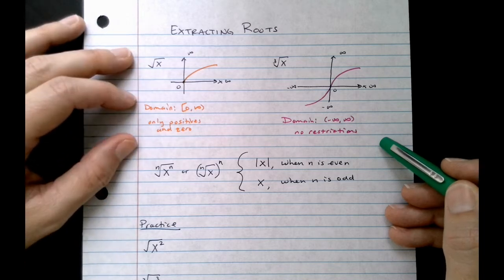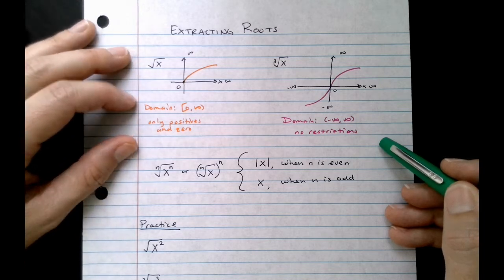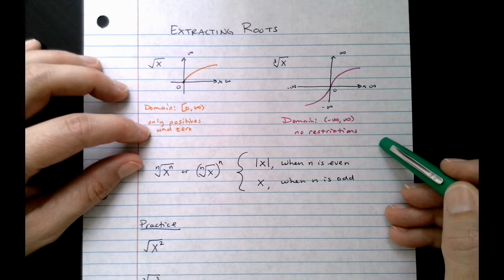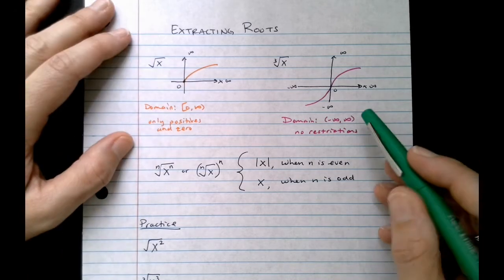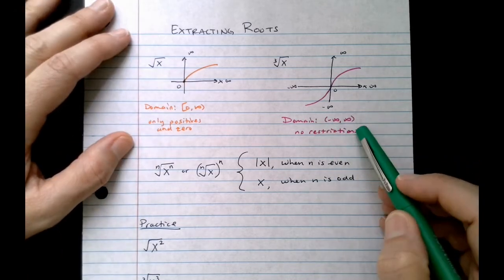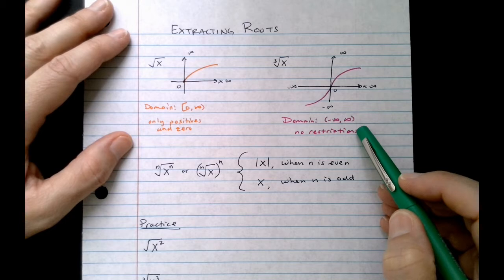This is our parent square root function. Remember, its domain is all positive numbers and 0. Okay? This is the cube root function. Its domain is all real numbers. It has no restrictions. How does this help us?